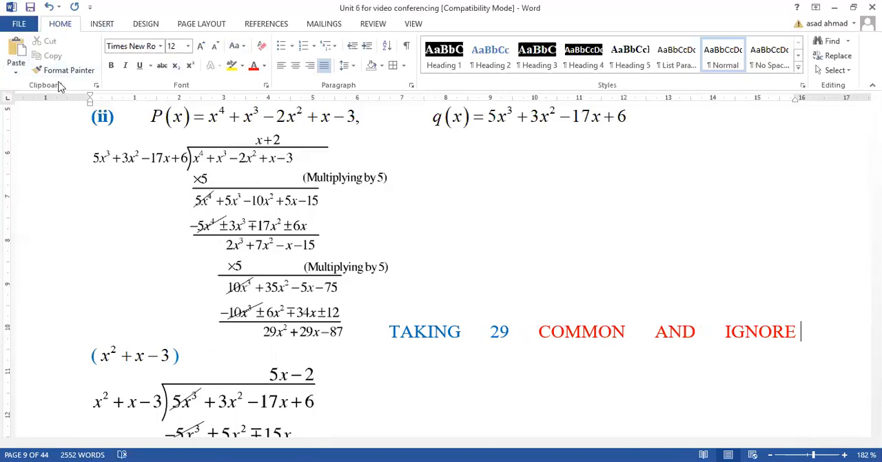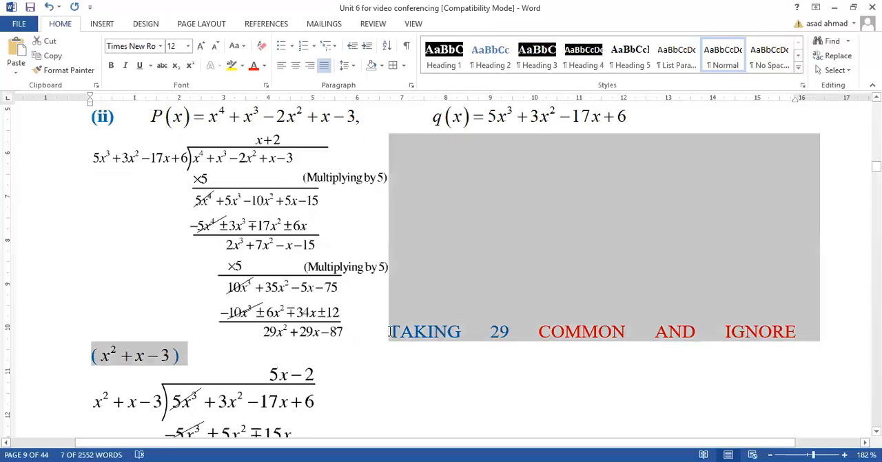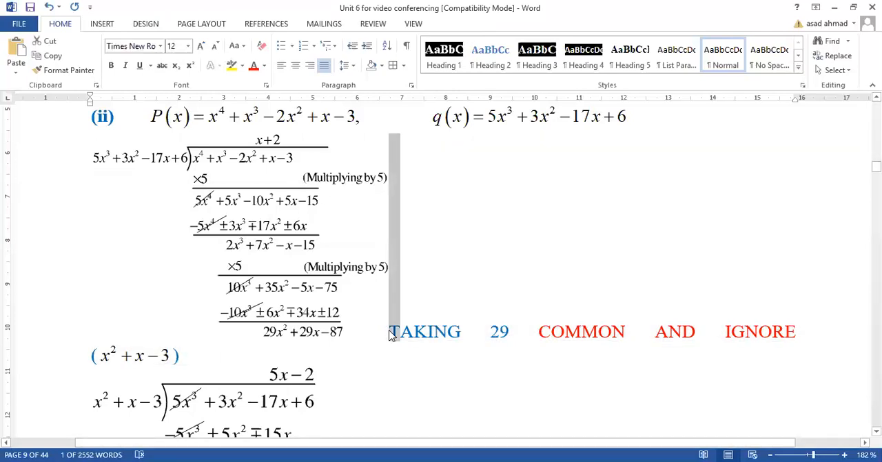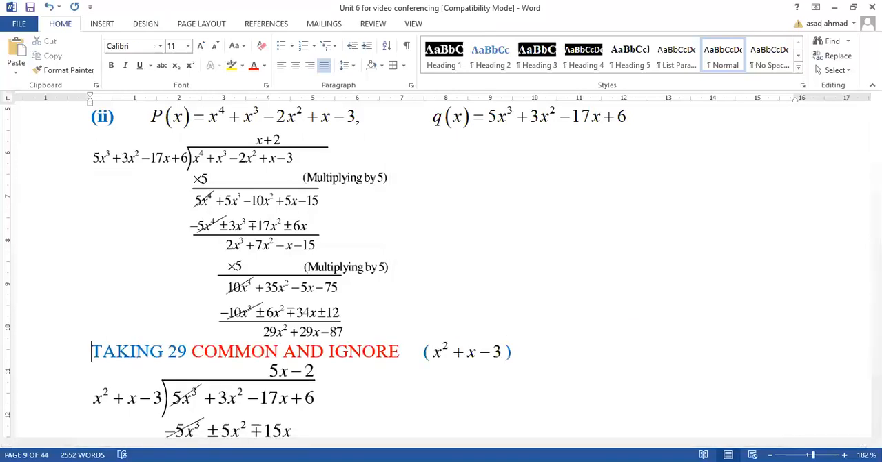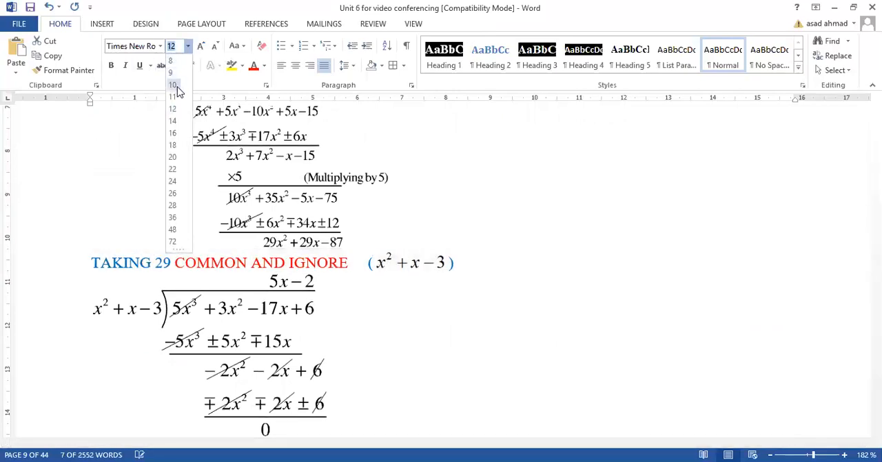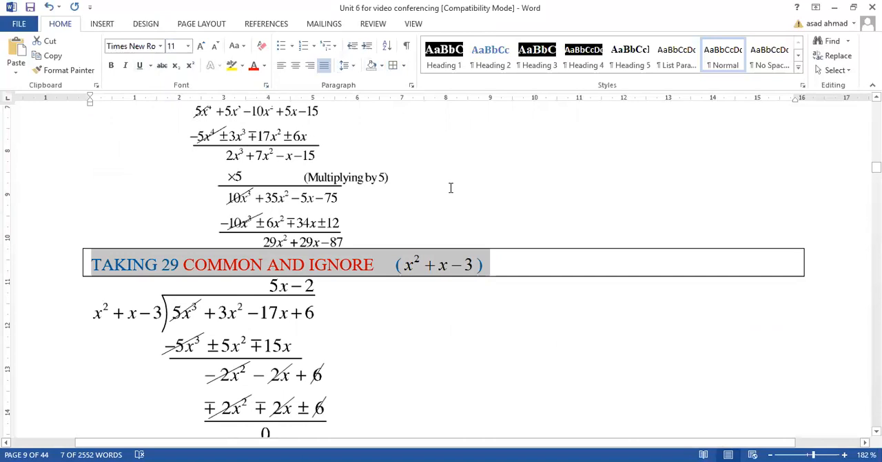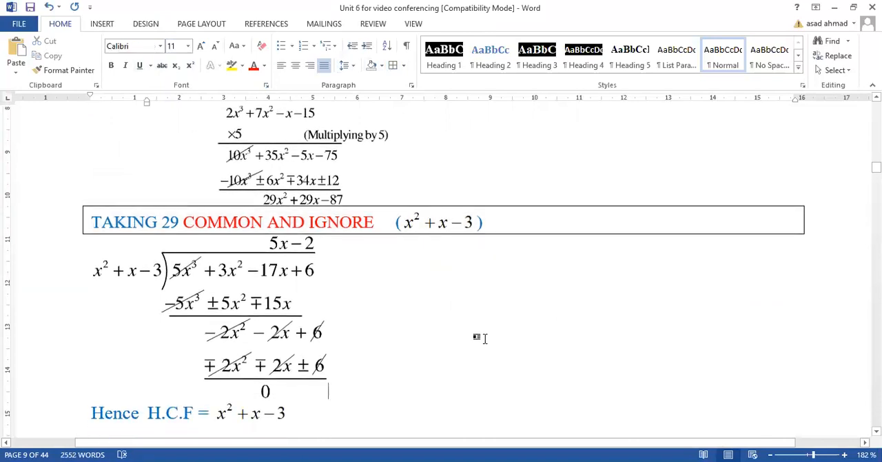So this will make the form like this one. As I told you, the question will be written like this one. This whole expression, I just want to reduce the size of the equation and put it in a bracket. So this will give you the new divisor as x square plus x minus 3, if you take out 29 common. So this will become the new divisor.